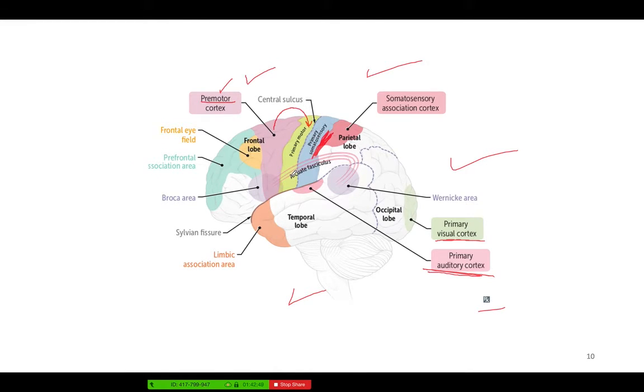This motor cortex is where we have all those primary upper motor neurons that we just talked about in the last slide. This is where they live, those upper motor neurons. This is in the primary motor cortex. Okay, so they get all their information from our premotor cortex.